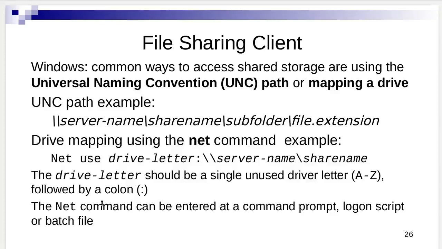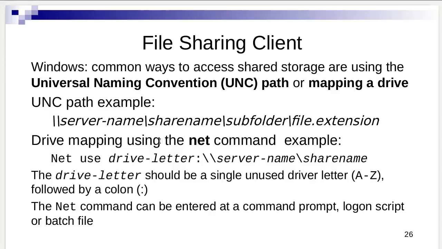So if you take a look at, for example, file sharing clients in Windows, there are common ways to access shared storage using the Universal Naming Convention, or UNC path, or mapping a drive. So those are two different ways. You can use the UNC path, or you can map a drive. So the UNC path example looks like this. You do a backslash backslash, server name, backslash, share name, backslash, subfolder, and then some file.extension. You can have any number of levels of subfolders.